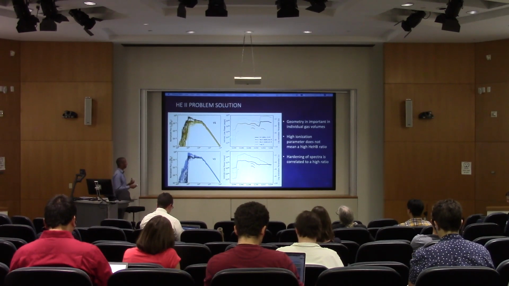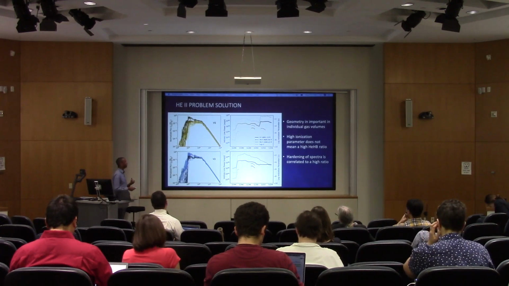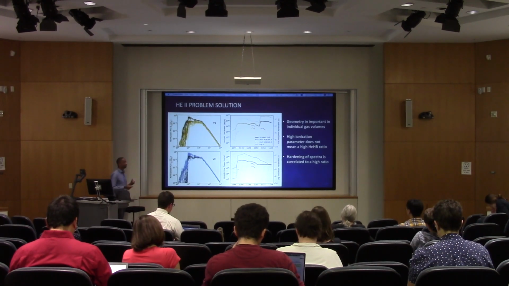So after some delay from the onset of star formation, you go through the Wolf-Rayet phase of the massive stars, and that is the thing that triggers the He II formation. And it isn't correlated specifically to things like the ionization parameter. So this isn't the highest point in the ionization parameter. That would be over here. And it isn't correlated specifically to the star formation rate.